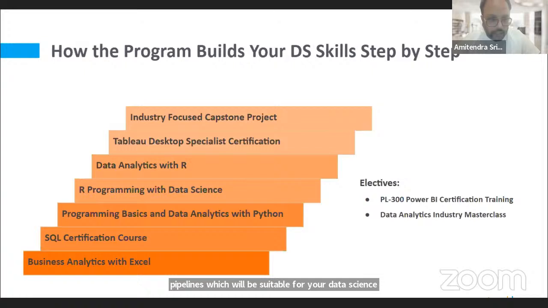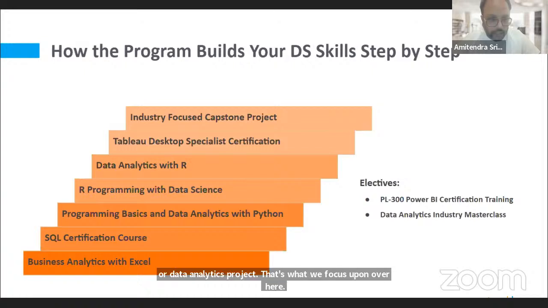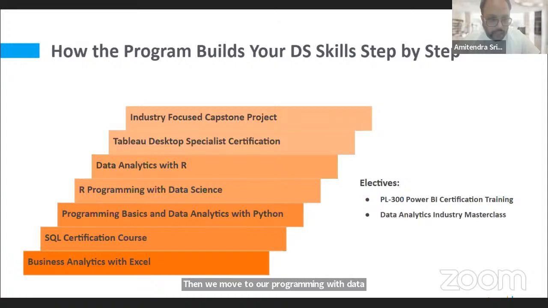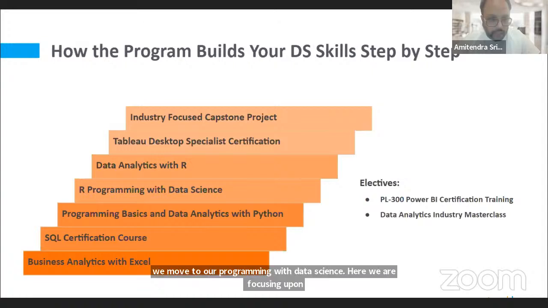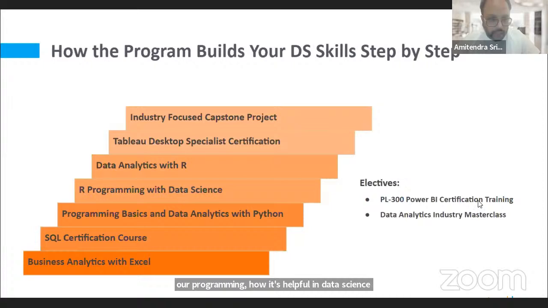Then we move to R programming with data science. Here we are focusing upon R programming and how it's helpful in data science. So we start with basic programming with R, what kind of data structures we have in R, what kind of libraries you can utilize to solve different kinds of business cases and business problems, and then how we create R scripts to automate certain processes. That's what we do over here.